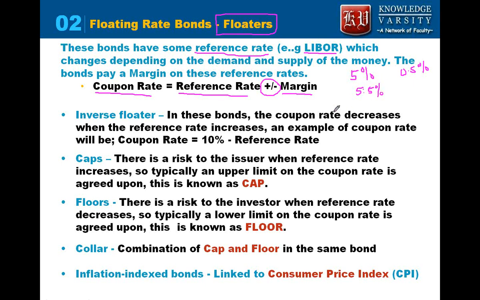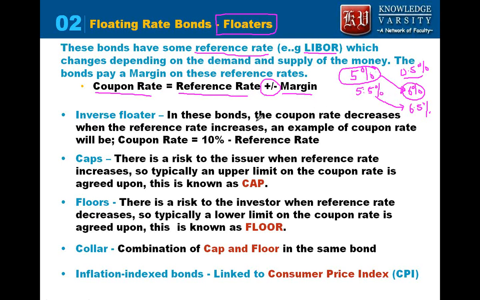Okay, now this LIBOR can change. So if the LIBOR changes from 5% to 6%, the coupon will be this 6% plus 0.5%. The coupon will become 6.5%. Okay, so the coupon rate is floating, or is changing, depending on the reference rate. So the reference rate has changed from 5 to 6, the coupon has changed from 5.5 to 6.5. For some investors, the margin can be reduced from the reference rate also.